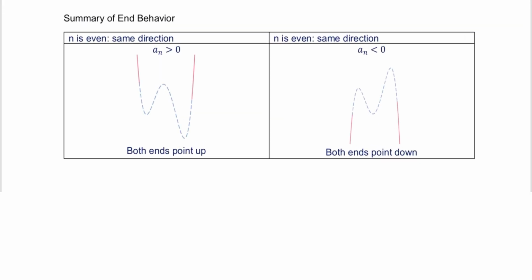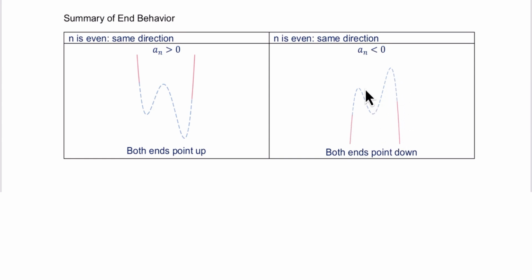So in summary, if n is even, the ends of the graph are doing the same thing. They're going in the same direction. Either they're both pointing up or they're both pointing down. When a sub n, the leading coefficient, is positive, the graph is going to be pointing up on the end behavior. If a sub n is negative, remember that's a reflection across the x-axis. So now those ends are both pointing down.